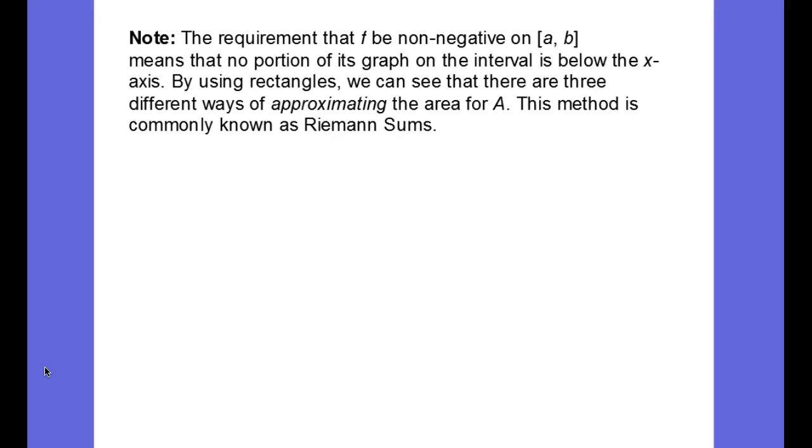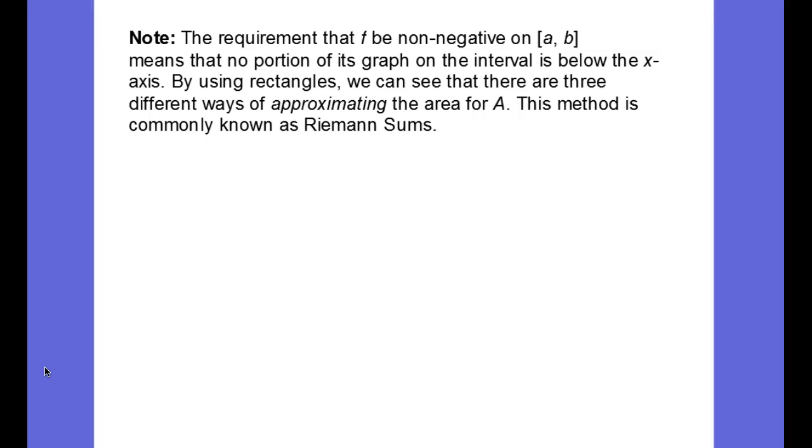A couple of things are very important. In this basic case, we're only considering a function that is above the x-axis, and so we only have positive areas to deal with. And also, there are basically three approaches that Riemann took. He used what were called left-hand Riemann sums, right-hand sums, and midpoint sums. So we'll take a look at each one of those.